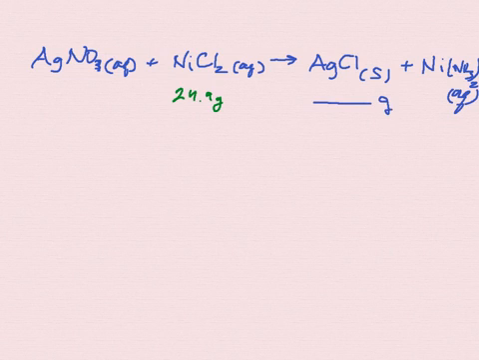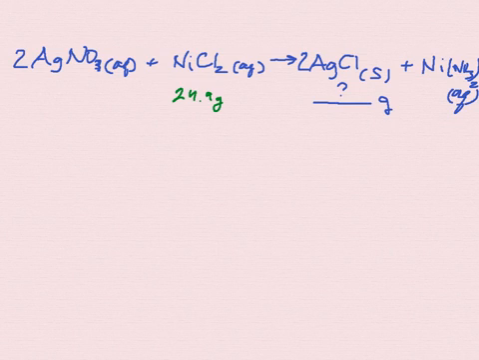We want to know how many grams of that we can make in the lab. So we have a skeleton equation. It's not balanced. Your next step then will be to balance it. So chlorines on the left have 2. You need to put a 2 in front of the silver chloride and a 2 in front of the silver nitrate. There's your balanced equation.